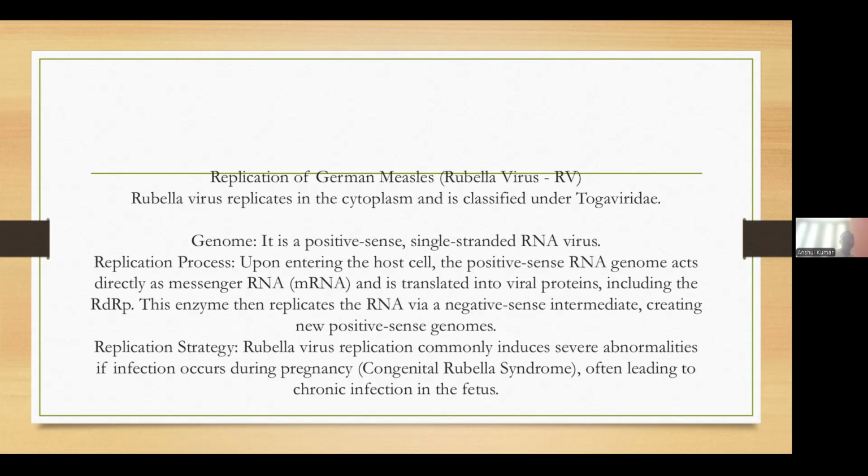Replication strategies: the rubella virus replication commonly induces severe abnormalities. If infection occurs during pregnancy, it is also called congenital rubella syndrome, often leading to chronic infection in the fetus.